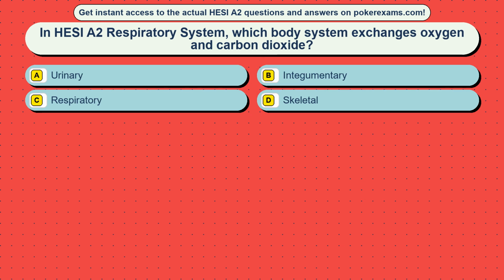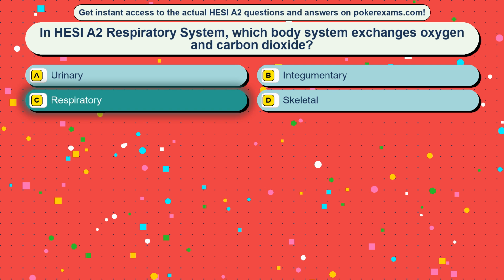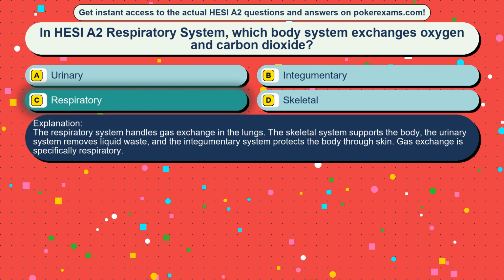Question 23. In HESI A2 respiratory system, which body system exchanges oxygen and carbon dioxide? Option A, urinary. Option B, integumentary. Option C, respiratory. Option D, skeletal. The correct answer is option C, respiratory. The respiratory system handles gas exchange in the lungs. The skeletal system supports the body, the urinary system removes liquid waste, and the integumentary system protects the body through skin. Gas exchange is specifically respiratory.